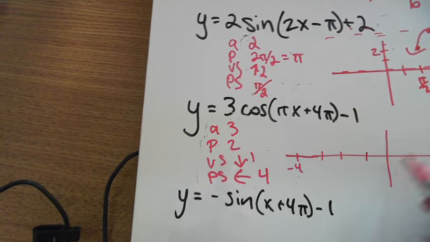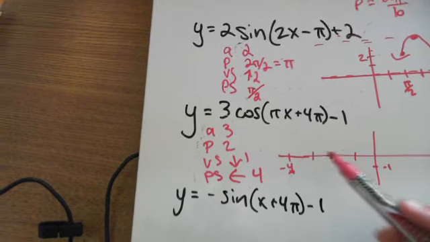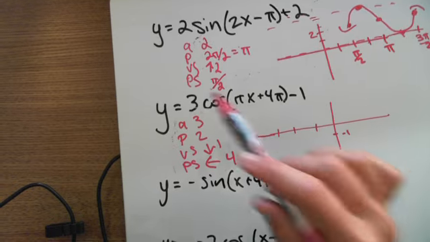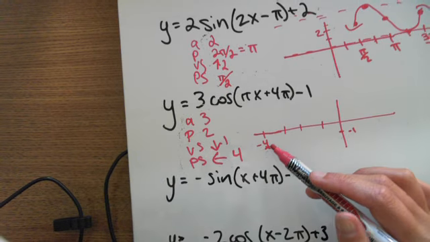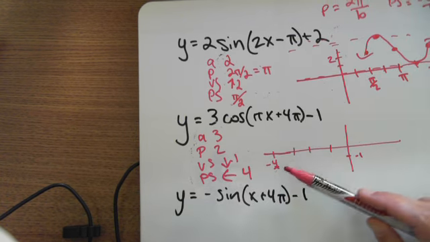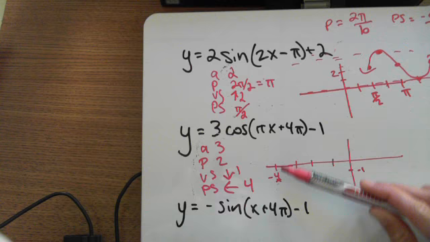So -4, we're going to go down 1. That is my new origin. And I put a little X there because that is not a point on my cosine graph. So you have to be careful, you pay attention to the fact that it's cosine. Because it's a positive, I know I'm going to be going above my origin. Amplitude is 3. So that means from my new starting point, I'm going to go up 3.